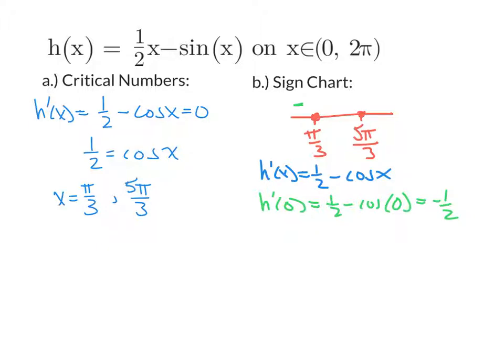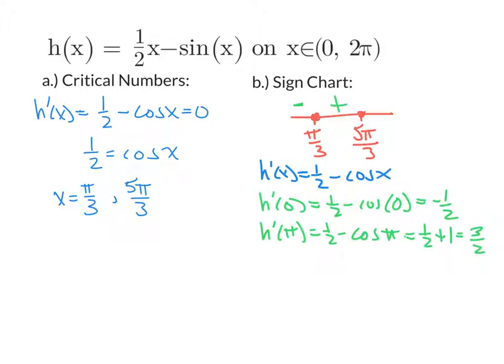In between pi over 3 and 5 pi over 3 is pi. That'll be 1/2 minus the cosine of pi. The cosine of pi is negative 1. So 1/2 minus negative 1 is a positive number, 3/2. So everything is positive here.